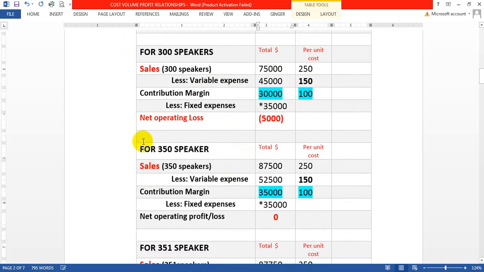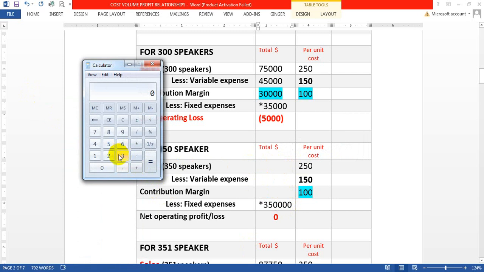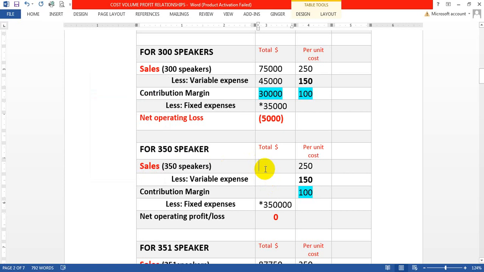Okay, now I am going to produce 350 units. I can check it. If I am producing 350 units, maybe I would get a profit or maybe a loss. So you can check it, right? 350 multiplied by 250, what do we get? 87,500. So my sale value is $87,500.